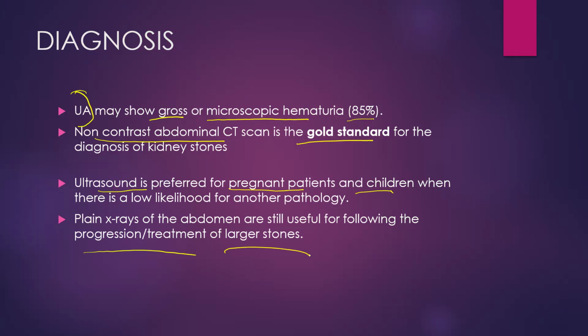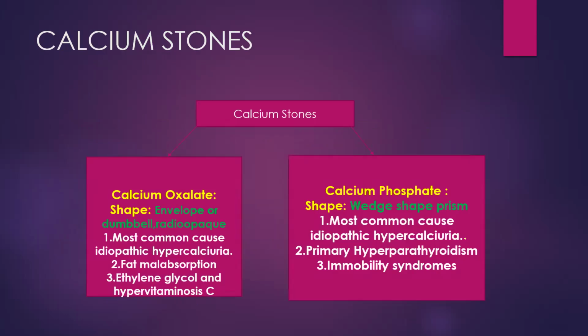So larger stone progression or treatment is typically checked by plain X-ray of the abdomen, and stones are typically radiopaque. Radiopaque stones means they are visible on X-rays. Some stones, like uric acid stones, are radiolucent. So these are radiolucent stones, which means they are not visible on X-ray.